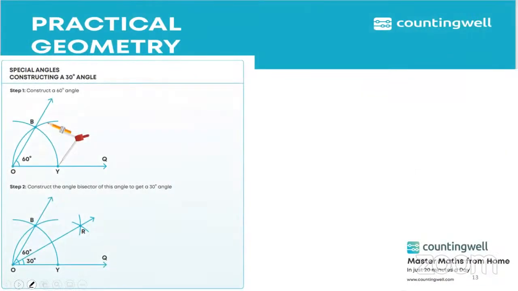Next, let us see how to construct a 30 degree angle. For that, you have to first construct a 60 degree angle and then draw the angle bisector. To draw the angle bisector, again, you have to copy those same steps. For step 1, repeat the steps for the construction of a 60 degree angle. And for the second step, repeat the procedure for constructing an angle bisector. Okay.